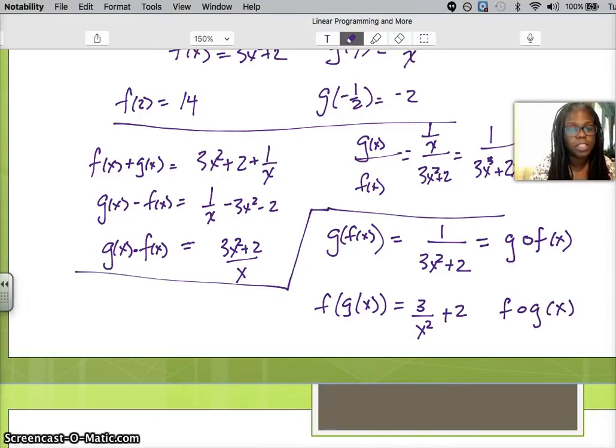And finally, we talked about inverse functions. If g of x and f of x were inverse functions, which they're clearly not here, then when I take the composition in both directions, I would get x as a result. With that in mind, that's all I wanted to say.